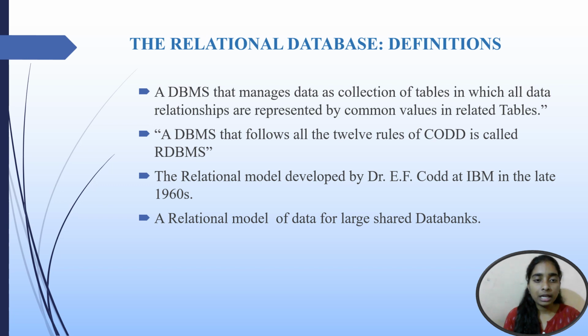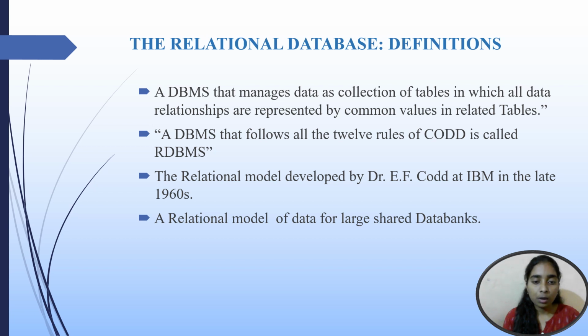In this slide, we can see the relational database definitions. A DBMS is a database management system that will manage the data as a collection of tables in which all the data relationships are represented by common values in related tables. A DBMS that follows all the 12 rules of Codd is called the Relational Database Management System.